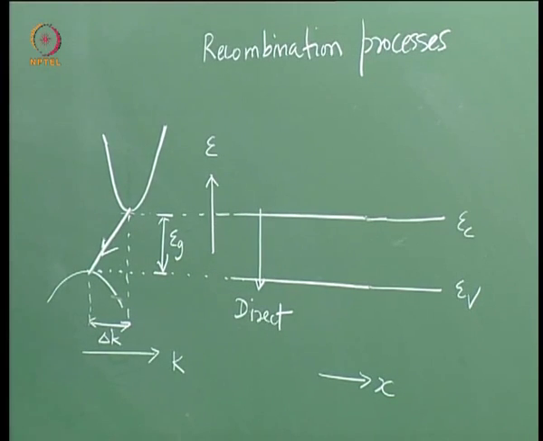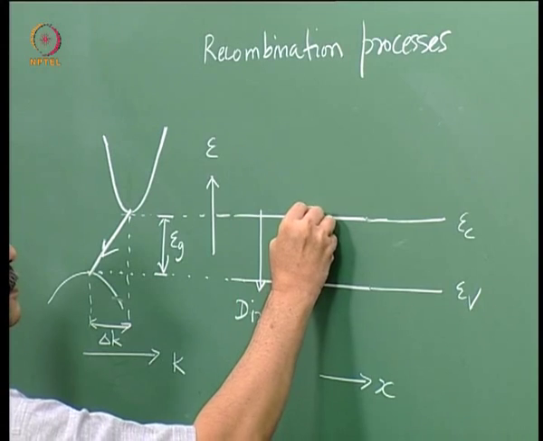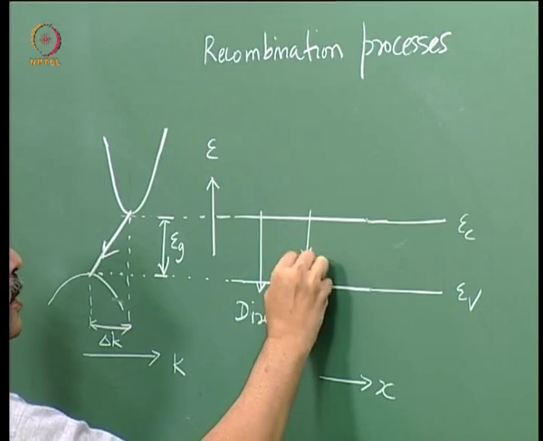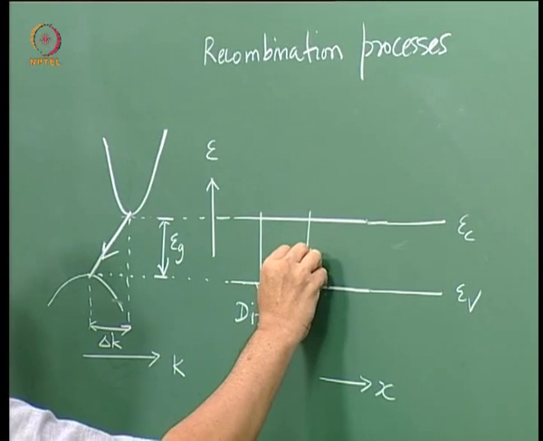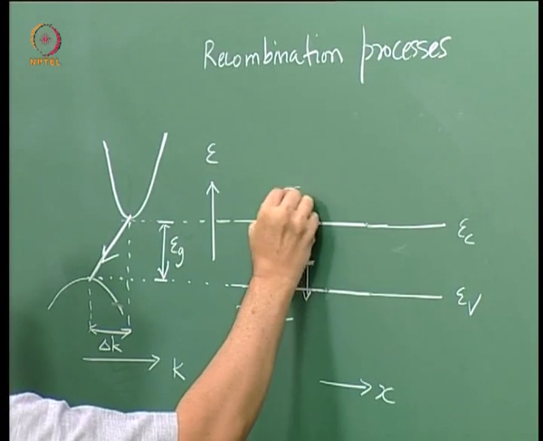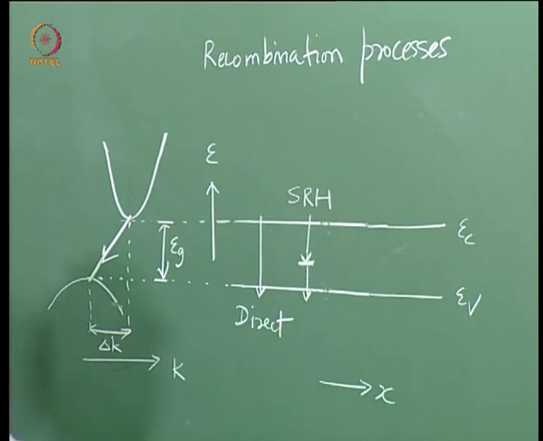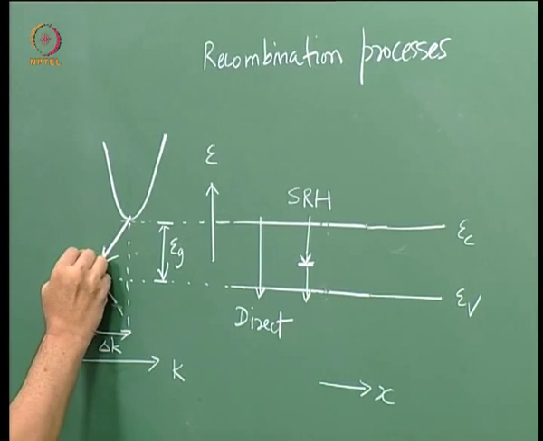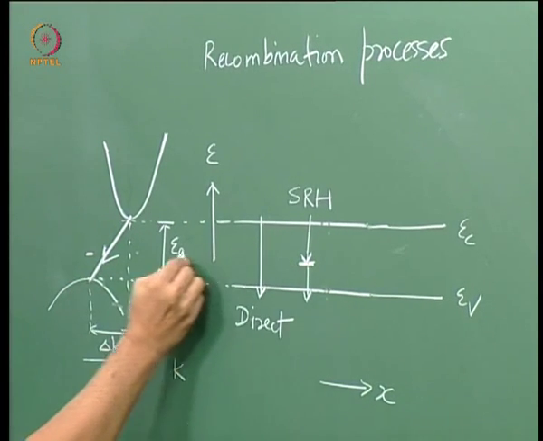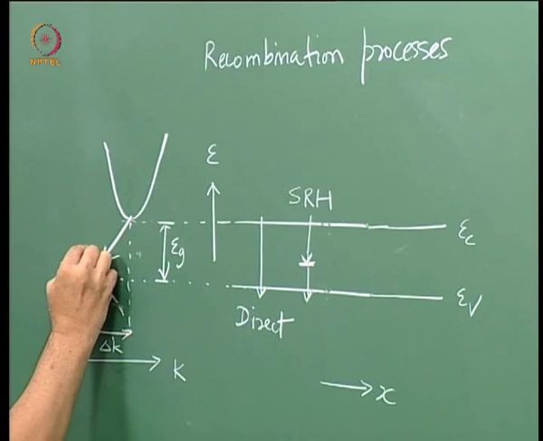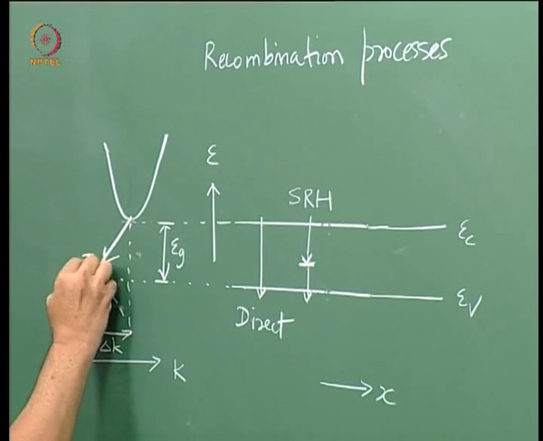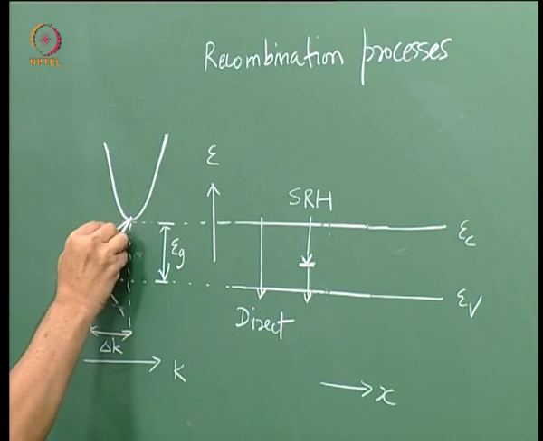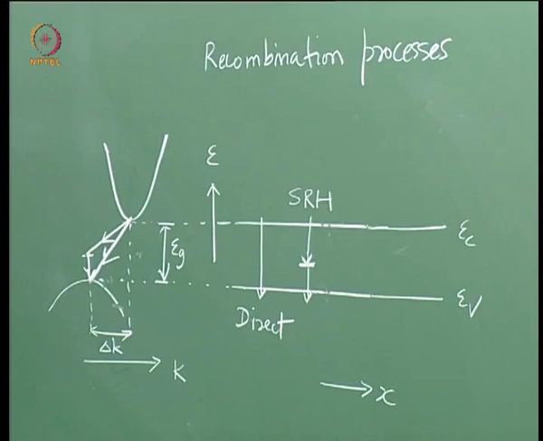Supposing I want to show SRH recombination. So the electron falls into a trap and then it falls into the valence band. Now how would that look? It would look something like this. So suppose this is the trap level at the same energy level here. So trap level to valence band edge is a vertical transition and this is a non-vertical transition.